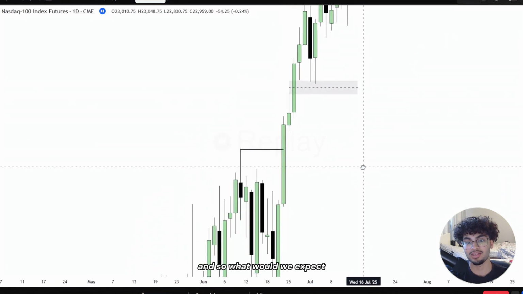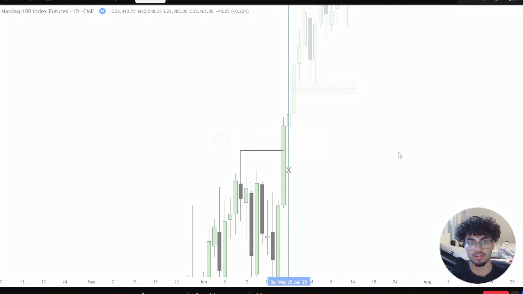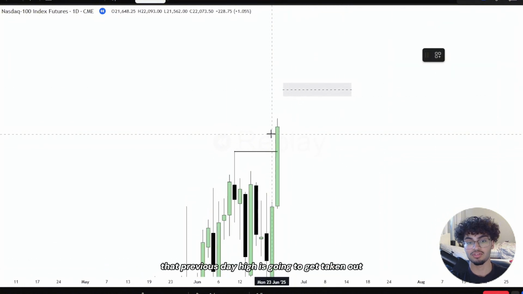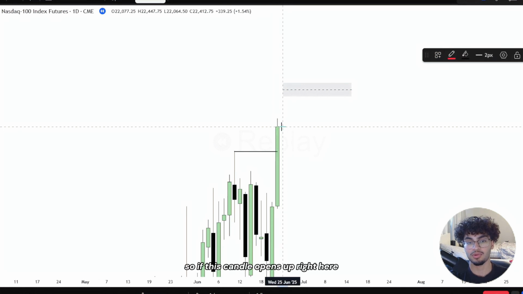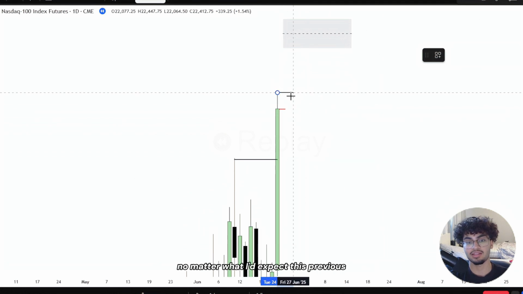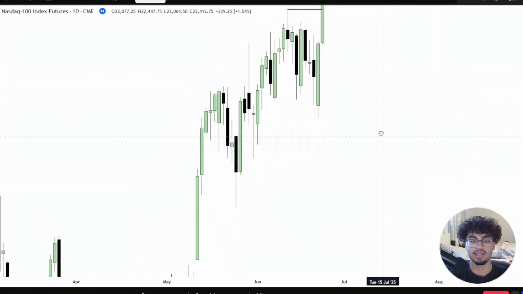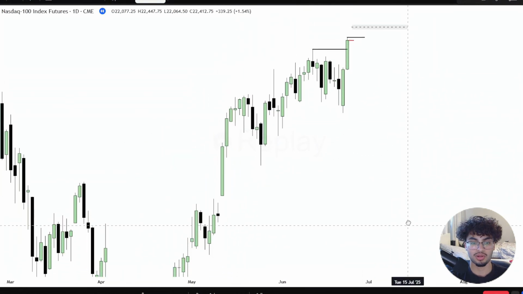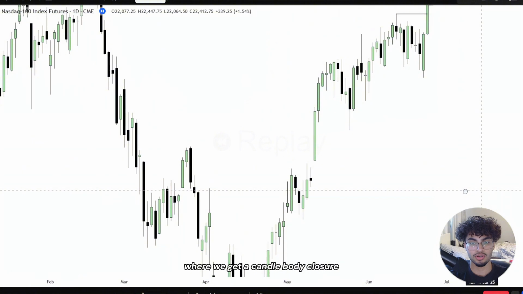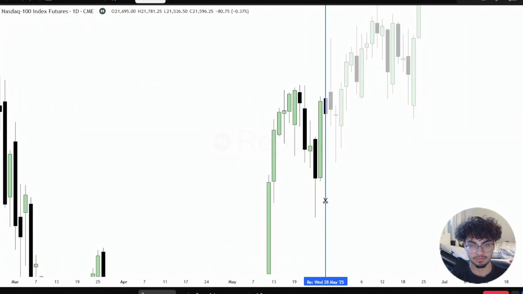And so what would we expect? If price opens up right here, we can expect that that previous day high is going to get taken out. So if this candle opens up right here, what is the drawn liquidity no matter what? I'd expect this previous day high to get actually taken out. So we can take another look at an example right here where we get a candle body closure, say below here.